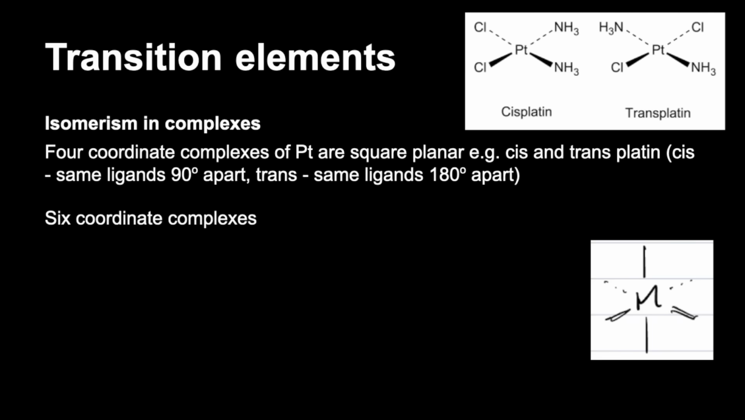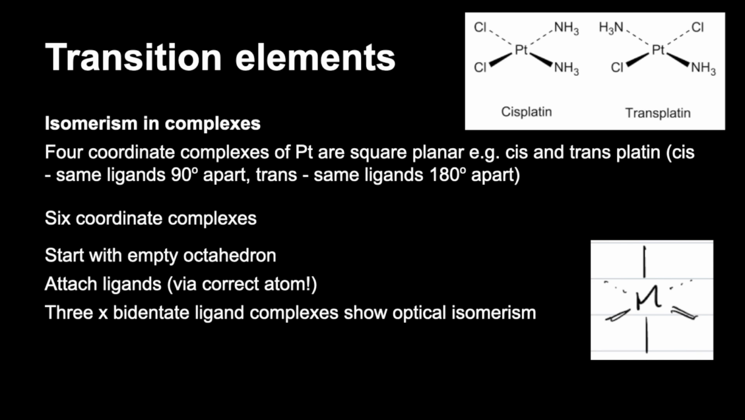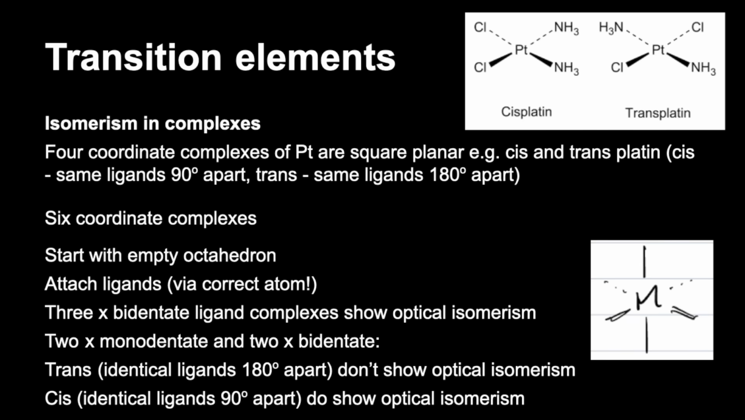Moving on to 6 coordinate complexes. The first thing you do is start with an empty octahedron. So that's that new diagram there. You would then attach your ligands via the correct atom. If you've got 3 bidentate ligands, complexes will show optical isomerism. So you would just show the mirror image of whatever you've drawn. If you've got 2 monodentate and 2 bidentate ligands attached, the trans version, so that's where the identical ligands are 180 degrees apart, doesn't show optical isomerism. However, the cis version, so that's when the identical ligands are 90 degrees apart, does show optical isomerism.